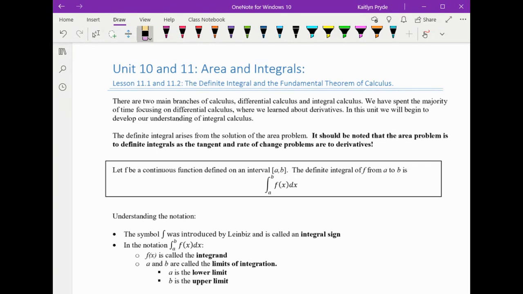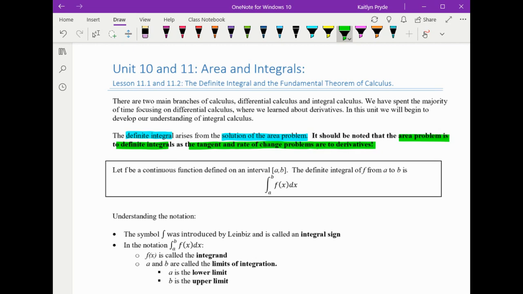In Unit 10 and Unit 11, we're going to begin to look at the other branch of calculus, which is known as integral calculus. Now, what's important to note is the definite integral arises from the solution to the area problem. Now, we didn't go into too much detail with the area problem because we kind of ran out of time. But what's really important for you guys to know is that the area problem is to definite integrals as the tangent and rate of change is to derivatives.